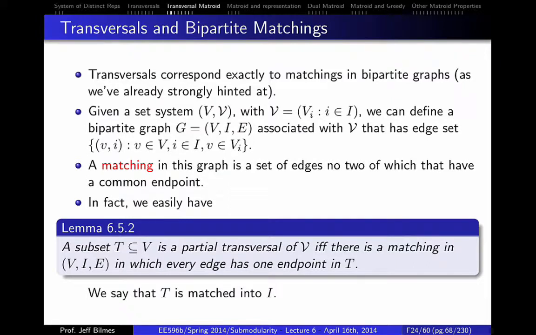And so we easily have the following theorem, which says that in the bipartite representation of this transversal, T is a partial transversal if and only if there's a matching in the bipartite graph in which every edge has one endpoint in T. So in other words, if T is a set of nodes and it has a matching where all of T is covered, in such case, we say that T is matched into I.